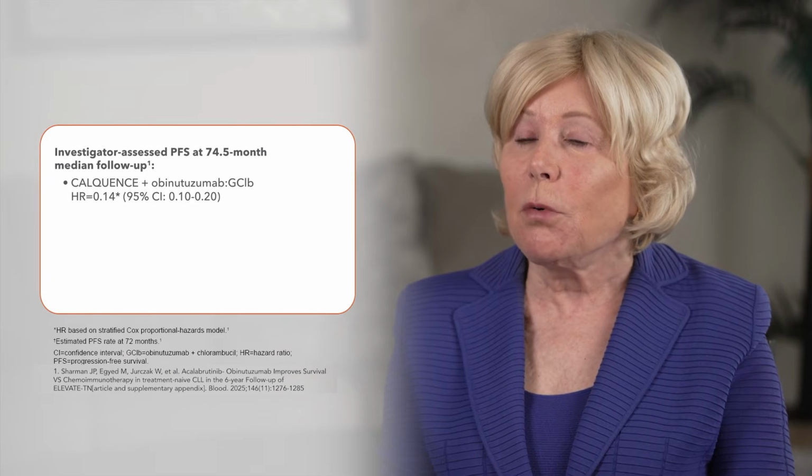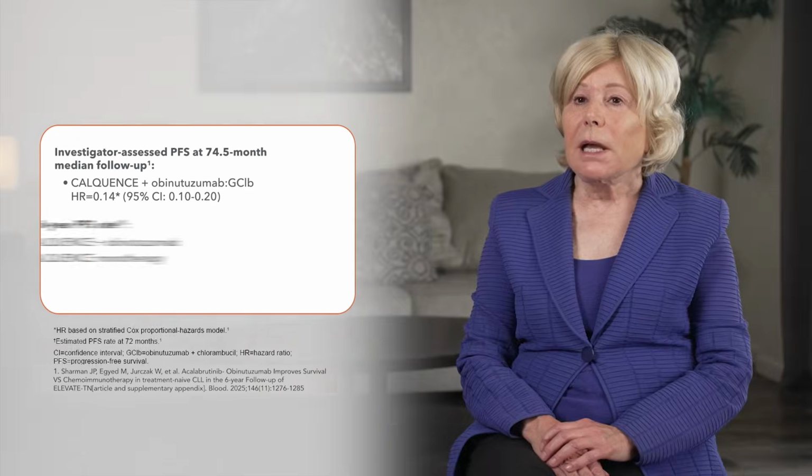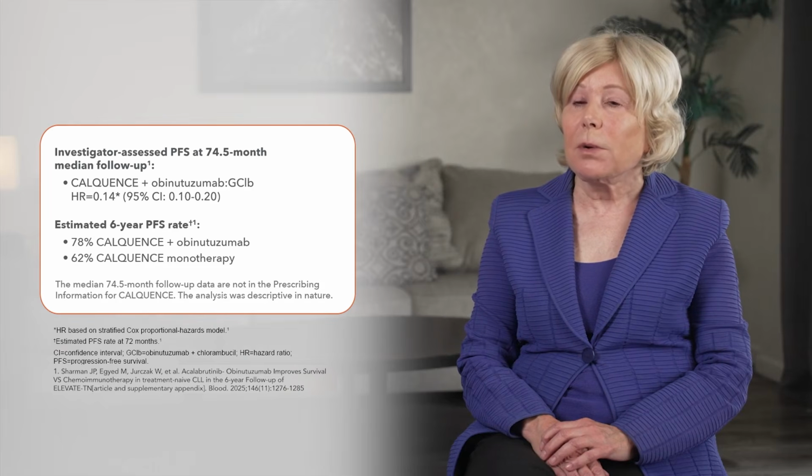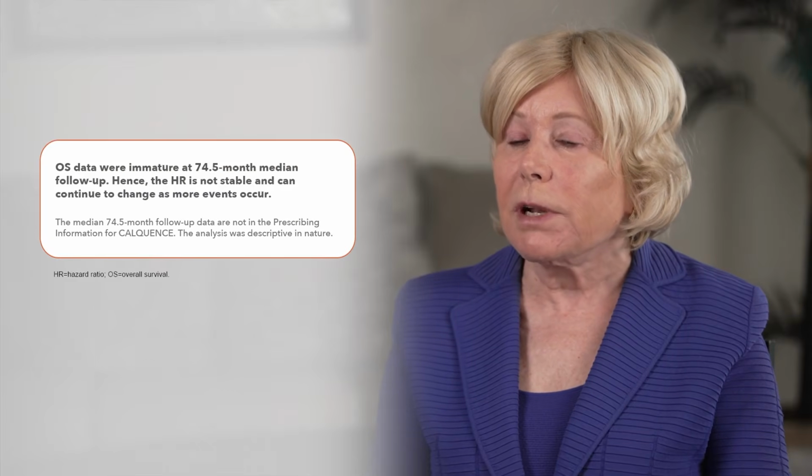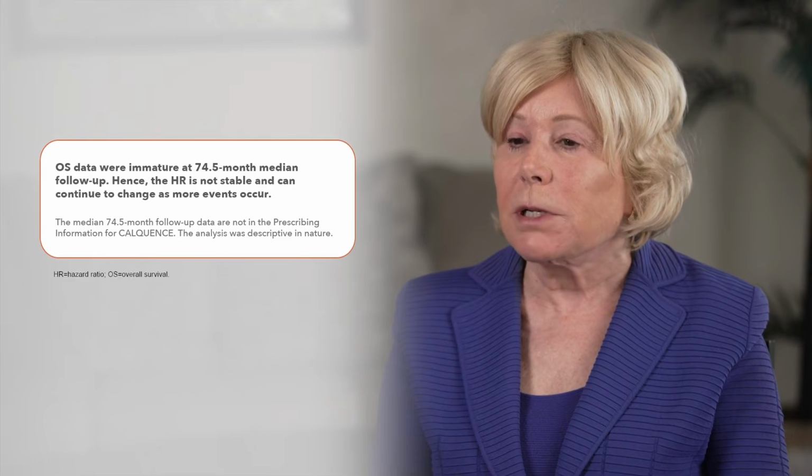In summary, at 74.5-month median follow-up, the hazard ratio was 0.14 with a 95% confidence interval of 0.1 to 0.2 for CALQUENCE and obinutuzumab versus chlorambucil and obinutuzumab. Estimated 6-year PFS rate with CALQUENCE and obinutuzumab was 78%, and the estimated PFS rate at this time period with CALQUENCE monotherapy was 62%. The estimated 72-month overall survival rates were 84% with CALQUENCE and obinutuzumab and 76% with CALQUENCE monotherapy.